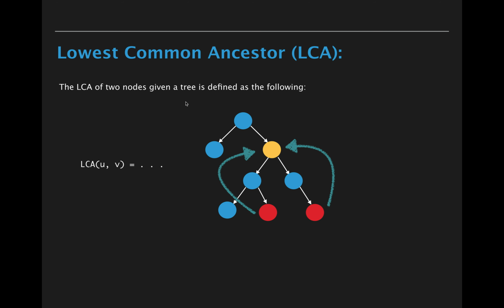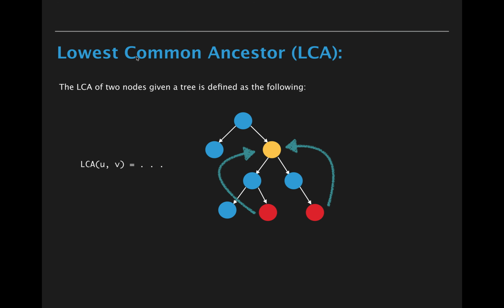Now we bring in the concept of lowest common ancestor here, and later on we will tie it back to the original problem statement. The lowest common ancestor of two nodes in a given tree is defined as follows. For example, if we're given nodes U and V, marked in red, each node has its own ancestor path. The ancestor path is the path from this node all the way to the root. So that's the ancestor path for this node U. For this node V, the ancestor path includes these nodes.